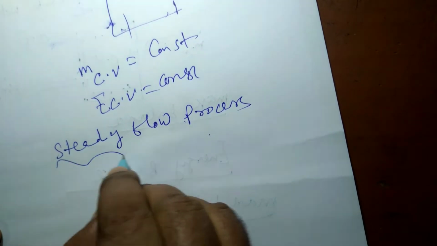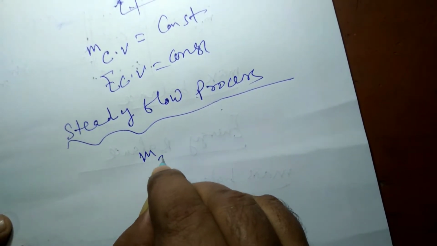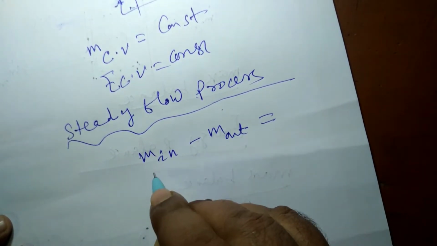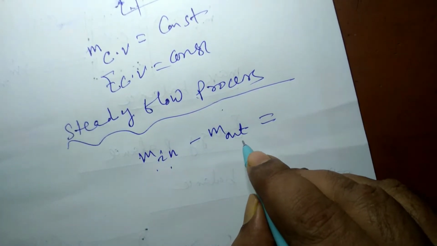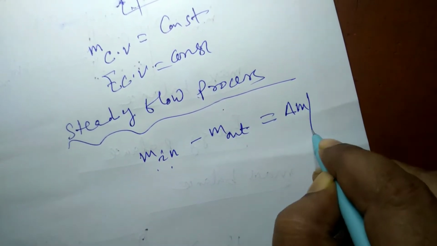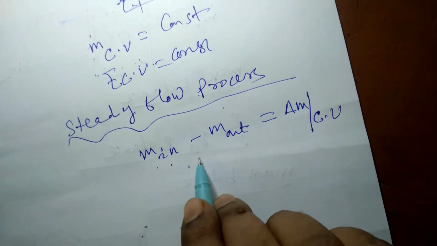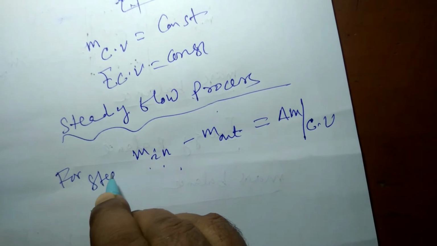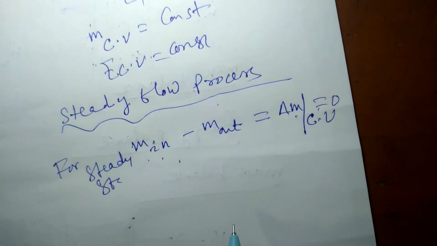What is the mass balance equation? Suppose this is M in minus M out, the mass of fluid entering the control volume minus the mass of fluid leaving the control volume, is equal to delta M, the change in mass of the control volume. This is the basic principle of mass balance. But for steady state, this delta M_cv is equal to 0.